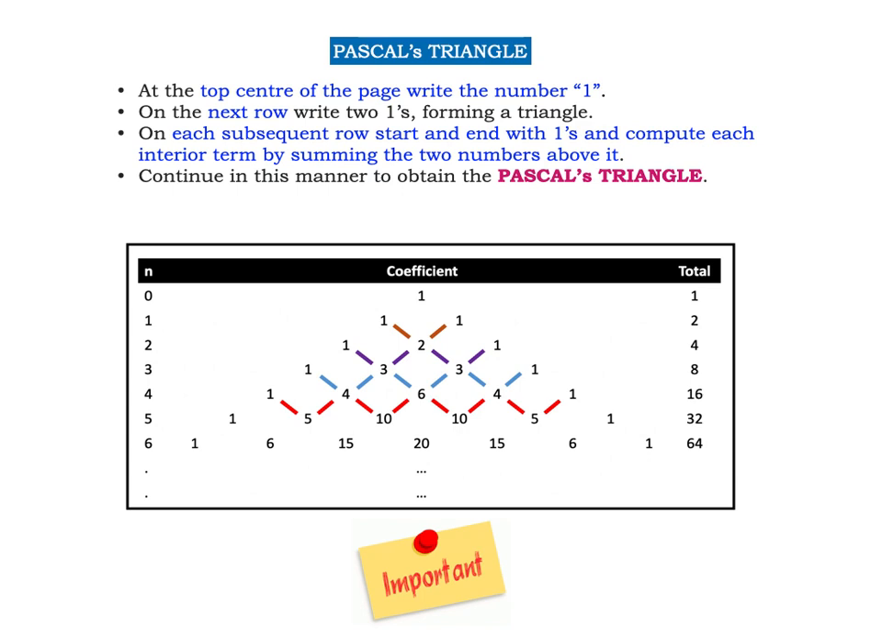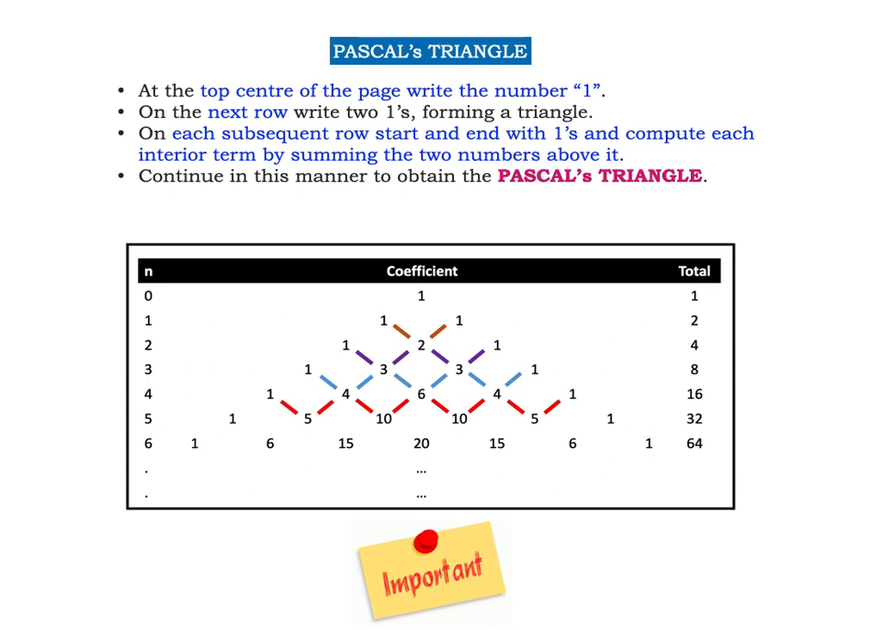Now please observe the first row. When n takes the value 0, under coefficient you have to write the number 1 and so the total also will be 1. When n is equal to 1, that is in the second row, for the coefficient you have to write 2 ones as I have indicated, which will look like a triangle, and when we add these 2 ones, the total will be 2.